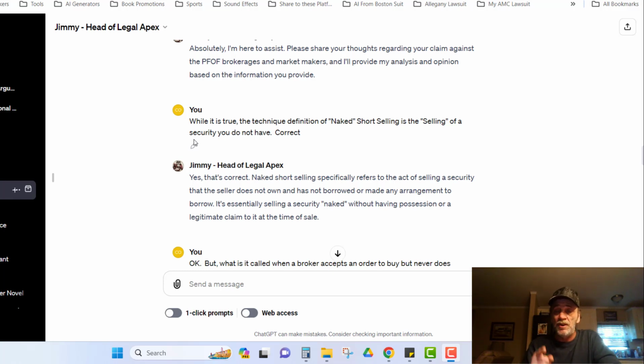It's essentially selling a security naked without having possession or a legitimate claim to it at the time of the sale. That's what I accuse Citigroup of, y'all.